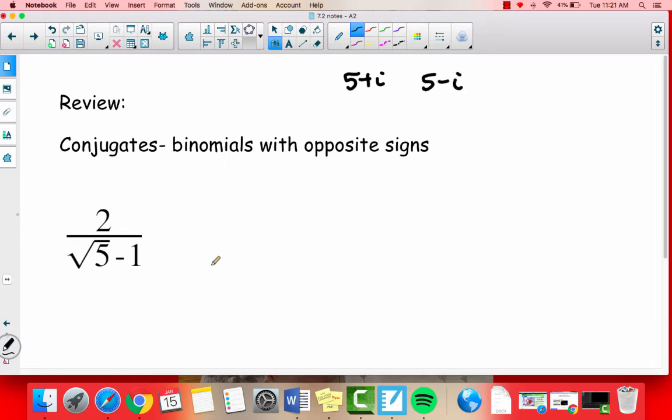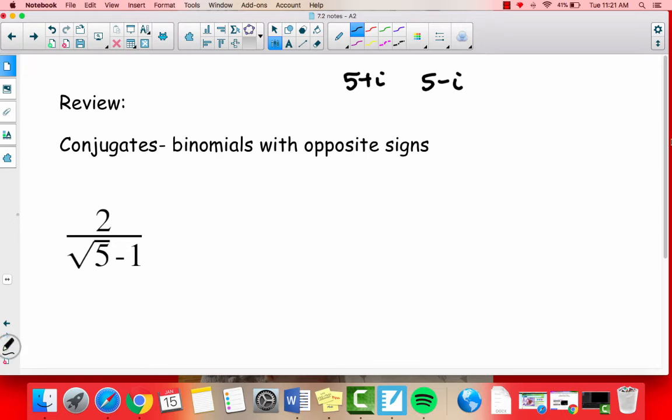The same thing works for radicals. So an imaginary number always has a positive and a negative. They travel in pairs. Same thing with a radical. So it's going to always have a minus and a plus.